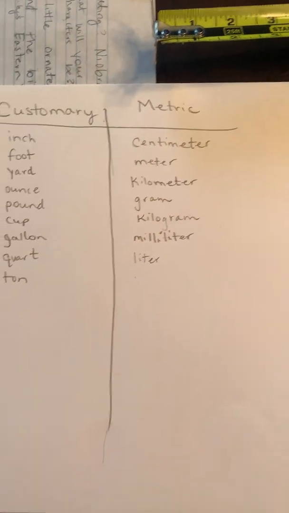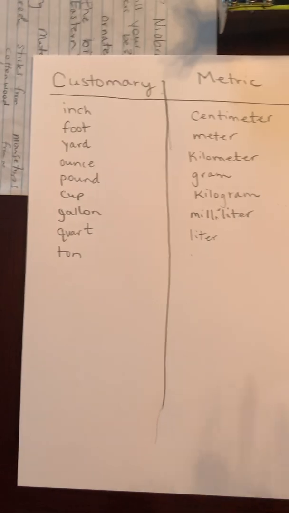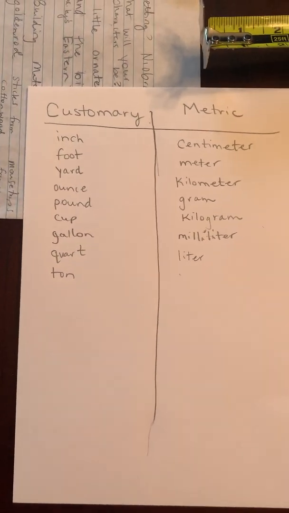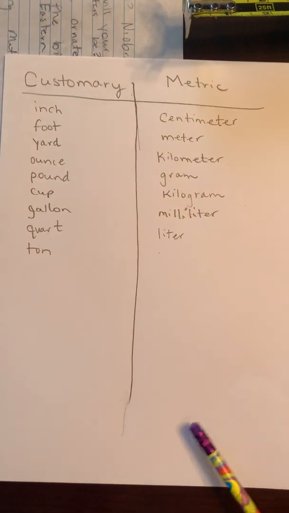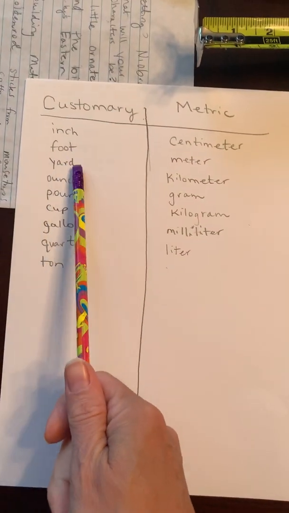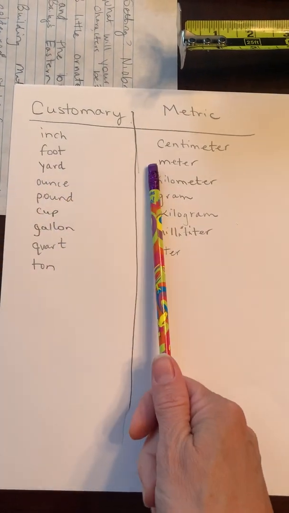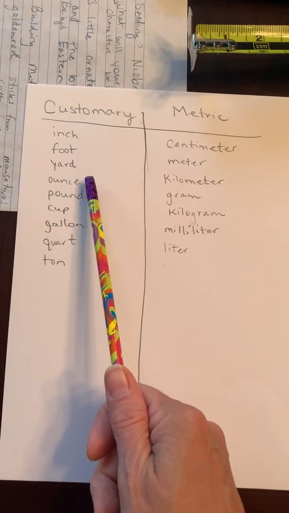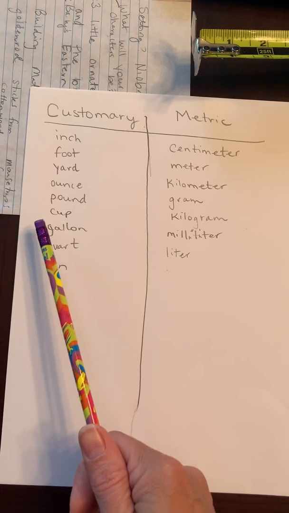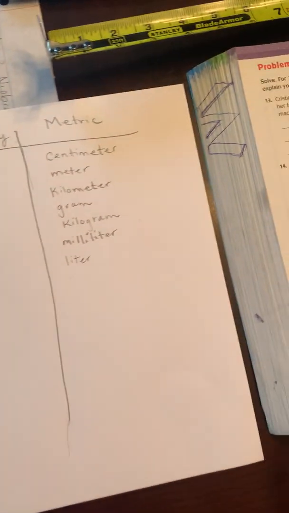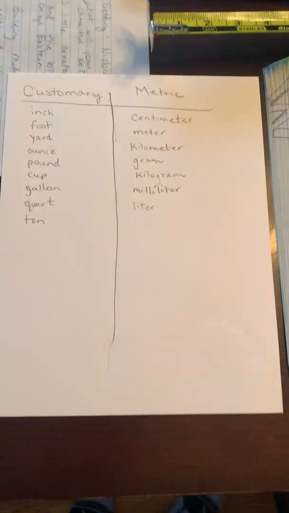And I just went through and tried to figure out what would be an easier way for you to keep track of which ones go with customary and which ones go with metric. So nobody will ever ask how many feet are in a meter or how many milliliters are in a gallon, because that conversion just doesn't happen.